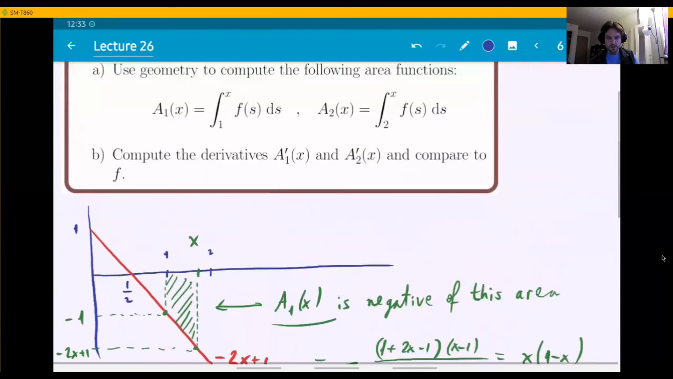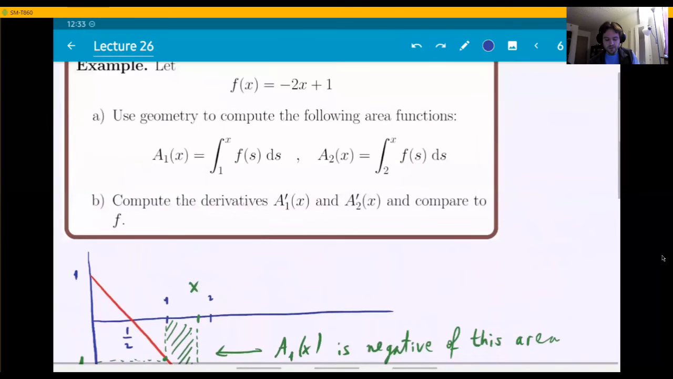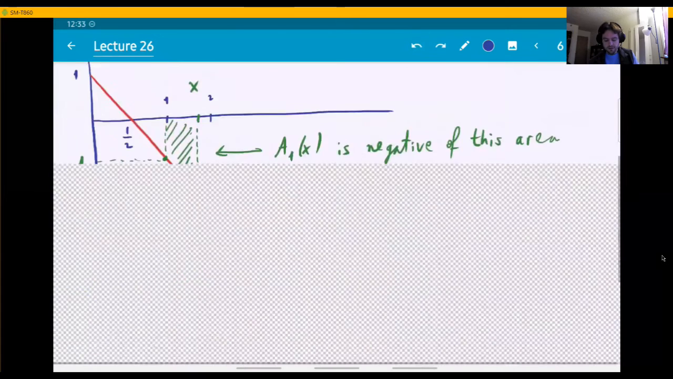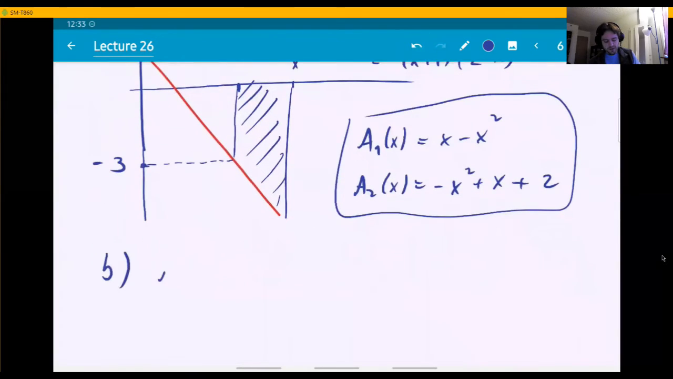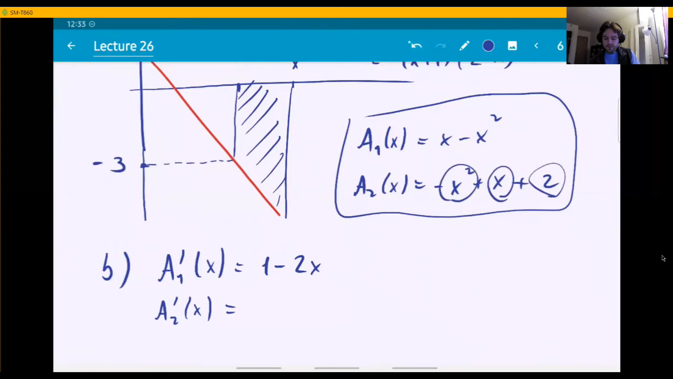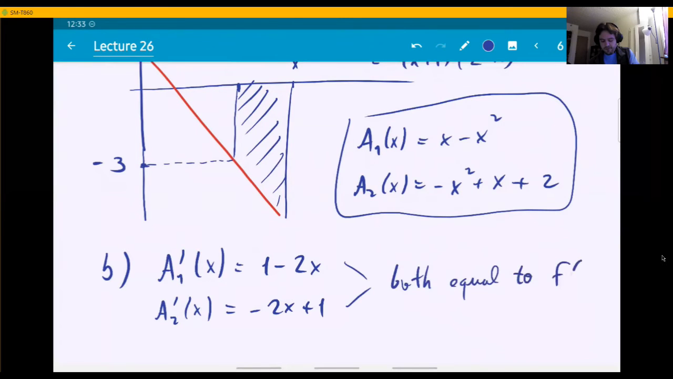Item B is now saying compute the derivatives of those functions and compare to the function little f. Little f is right here, minus 2x plus 1. Let's do that. That's going to be very easy. What is a1 prime? Look here, 1 minus 2x. What is a2 prime? Looking here now, minus 2x plus 1, and then this does not have a derivative. Okay, so minus 2x plus 1. Those are actually the same expression, both equal, not only equal to the function f. f was 1 minus 2x, remember?